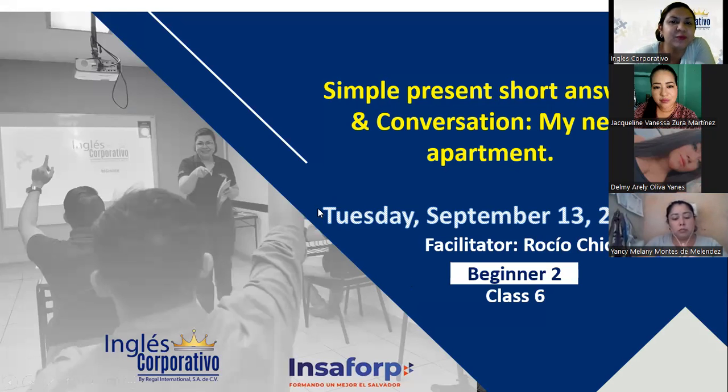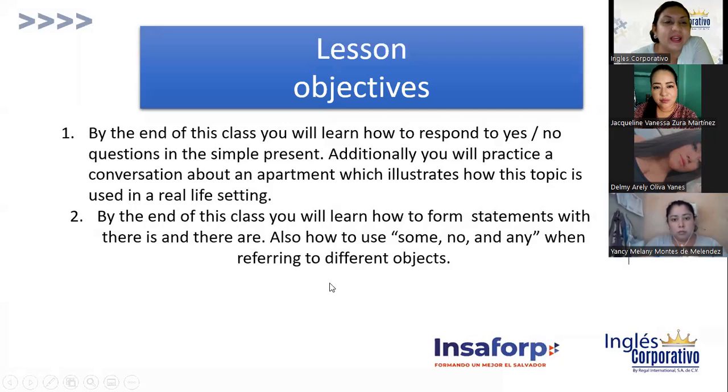The objectives for today's class: by the end of this class, you will learn how to respond to yes/no questions in the simple present. Additionally, you will practice a conversation about an apartment, which illustrates how this topic is used in a real life setting. And objective number 2, you will learn how to form statements with there is and there are. We are going to learn more about that. Also, how to use some, no, and any when referring to different objects.